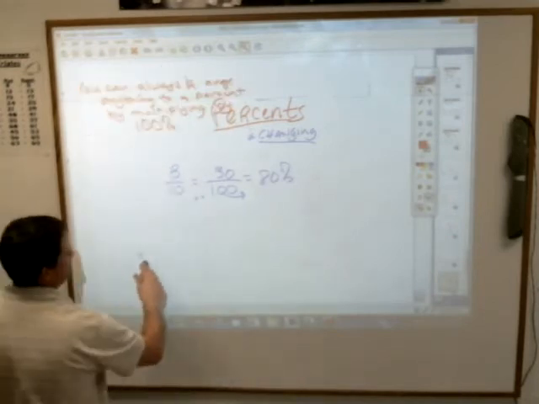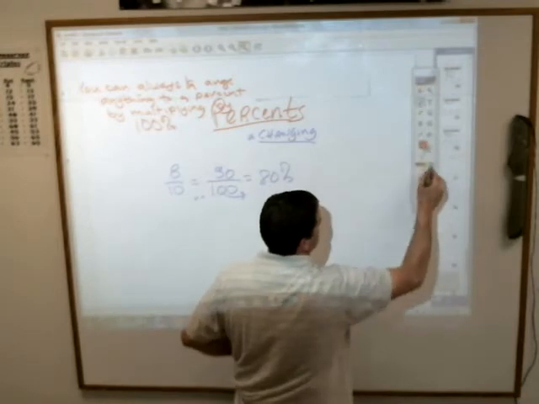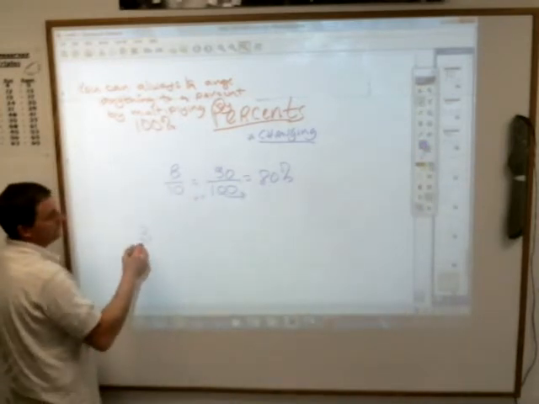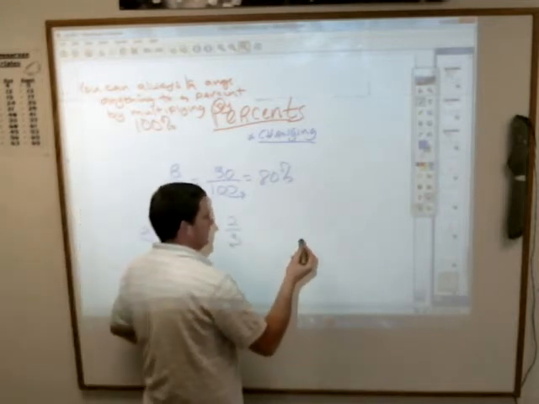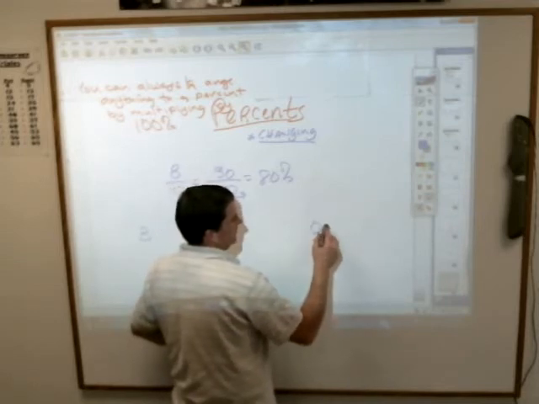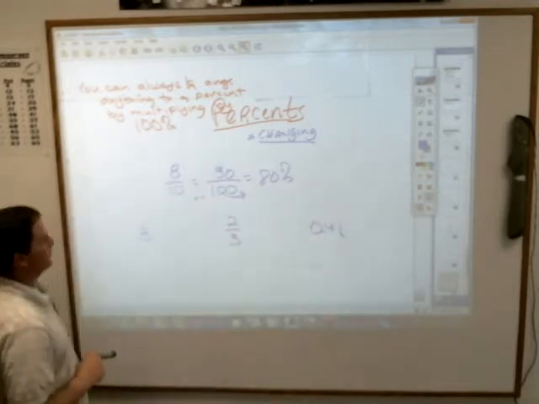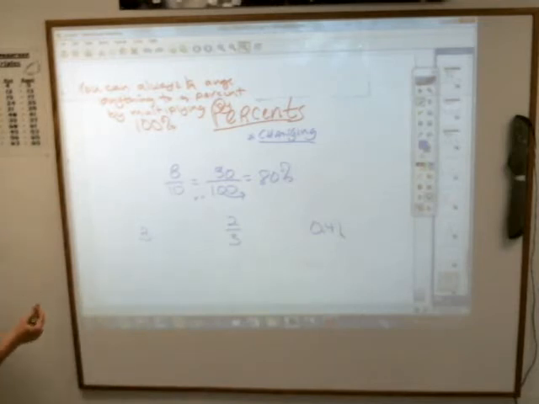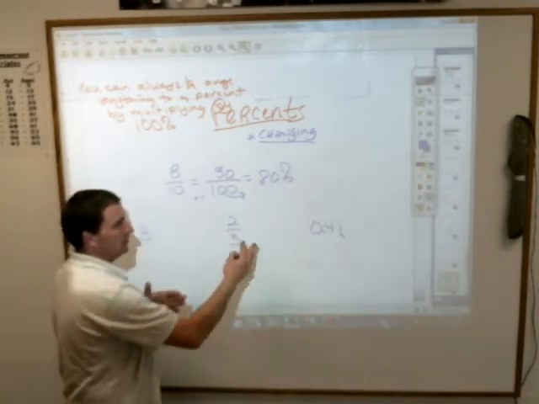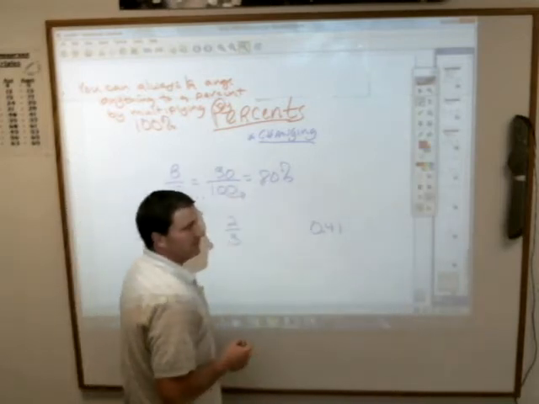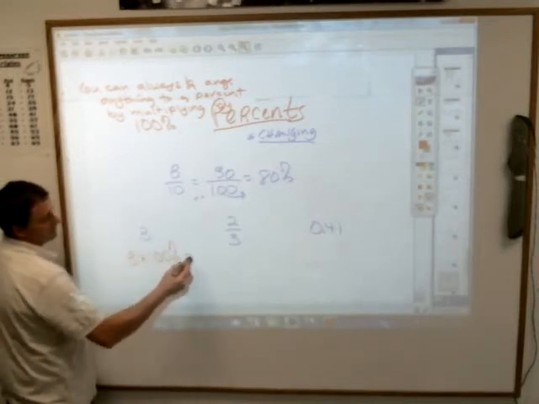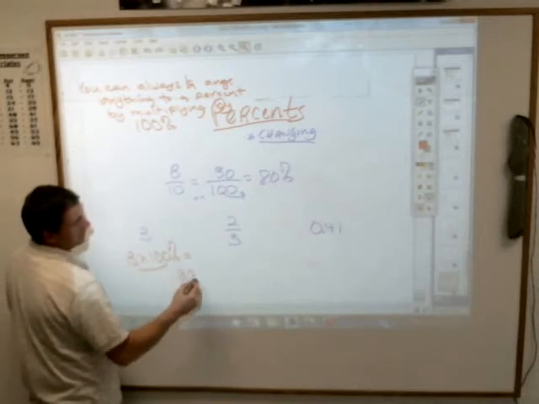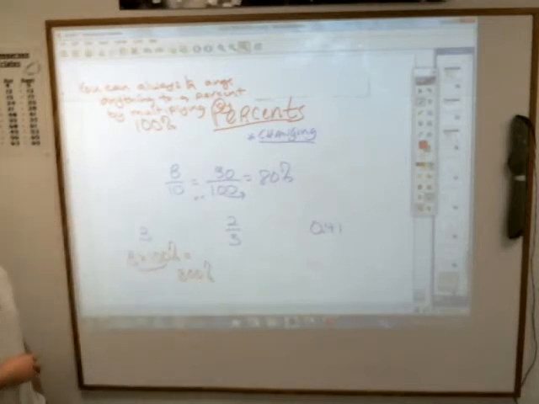Okay, let me give you a couple examples here. Let's just say I have 3, let's say I have 2/3, and let's say I have 0.41. I can change all of these from a regular number into a percent by multiplying by 100%. 3 times 100% is 300%. That's what 3 is as a percent.